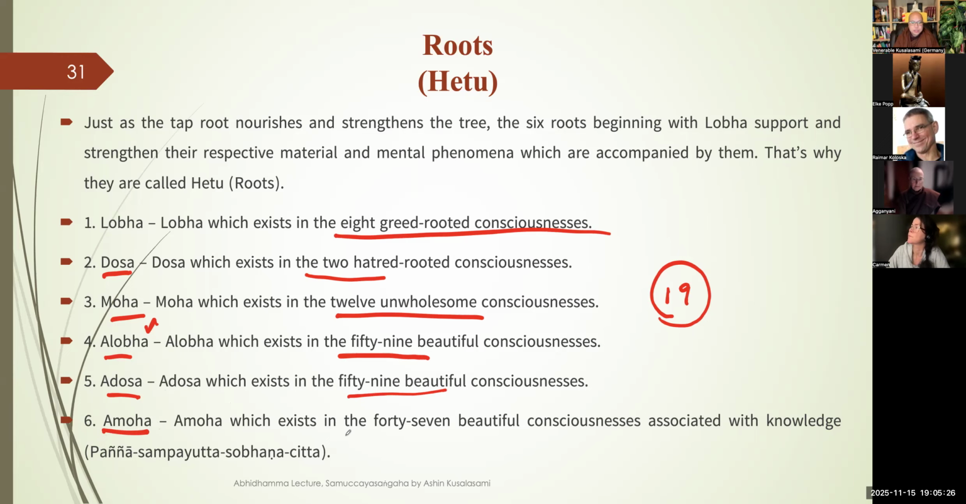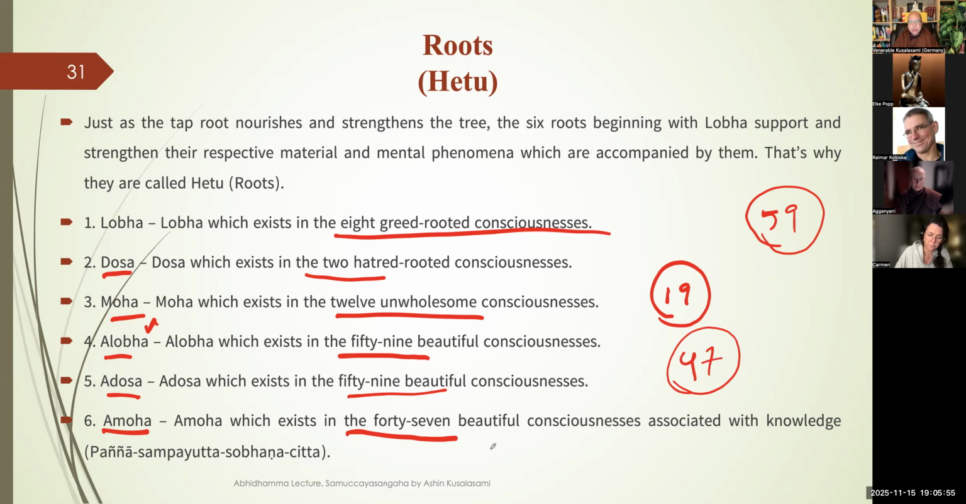This one is found in the 47 beautiful consciousness. Out of the 59, you have to exclude the beautiful consciousness dissociated from knowledge. So the rest, 47, the 47 beautiful consciousness associated with knowledge, that is called amoha.